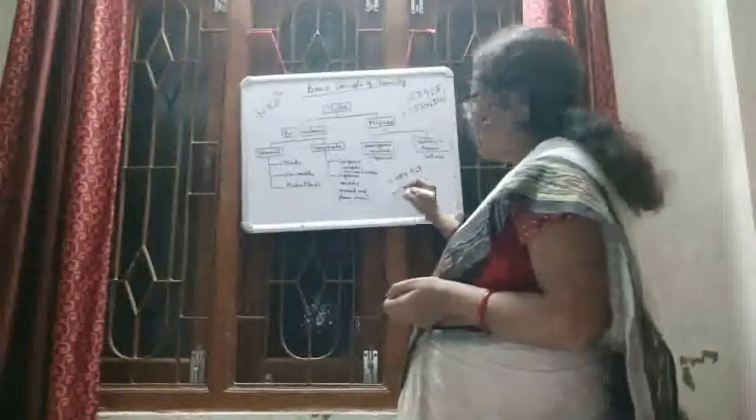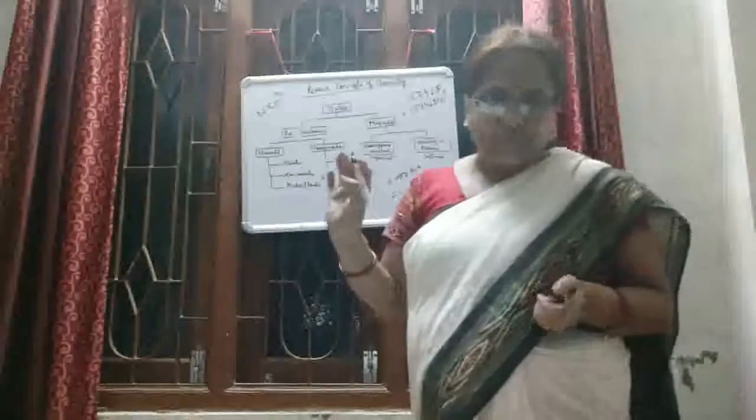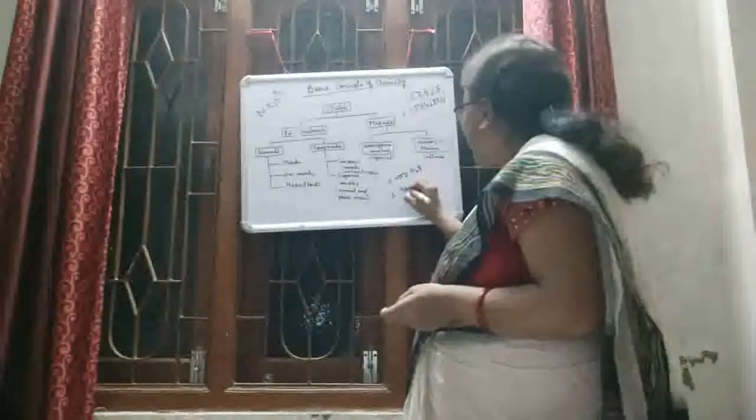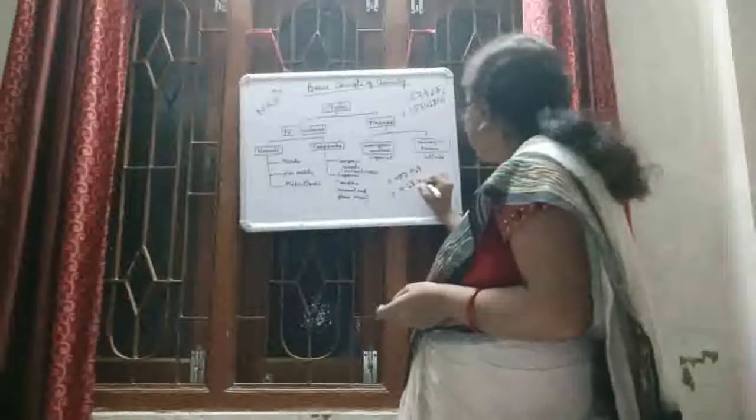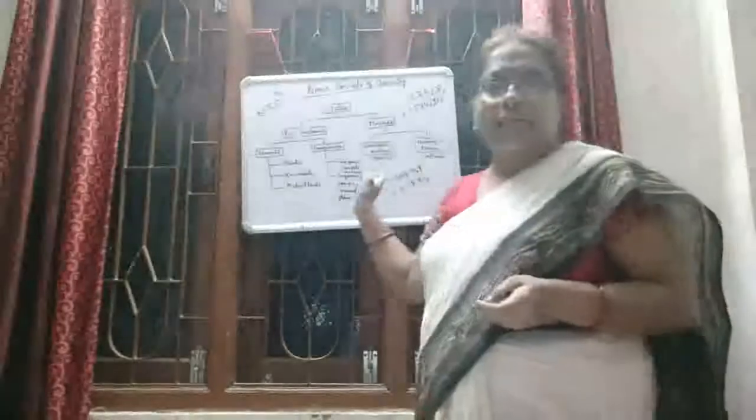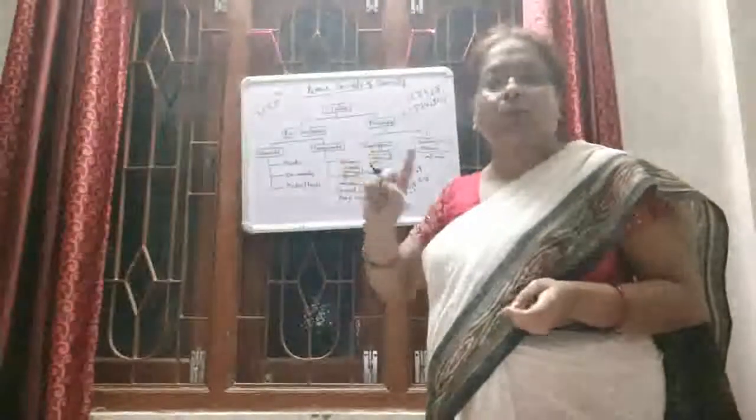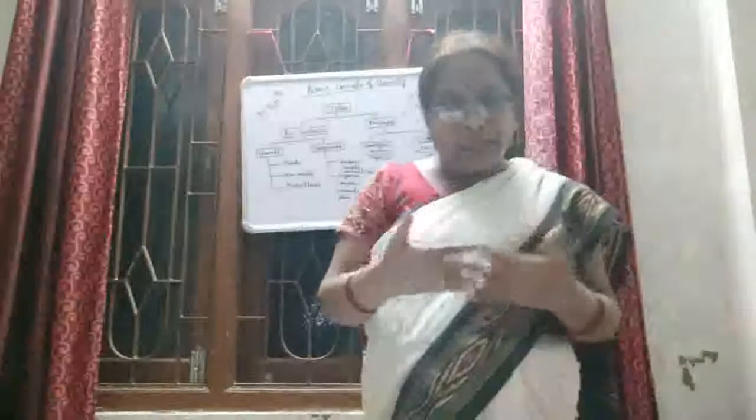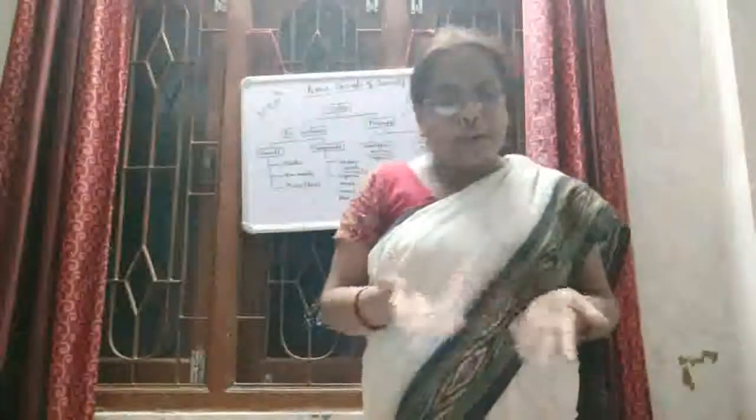Similarly we can write 0.30968. It is moved to the right, so we can write 9.68 into 10 to the power minus 4. We can write different types of numbers by using scientific notation.